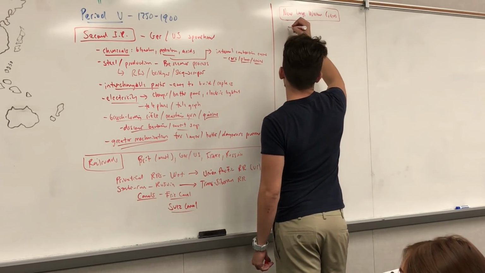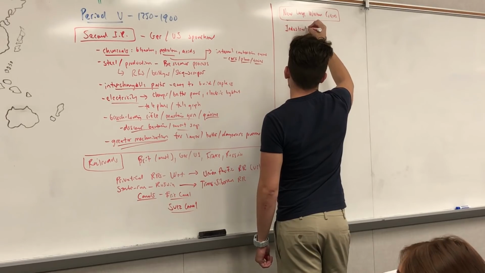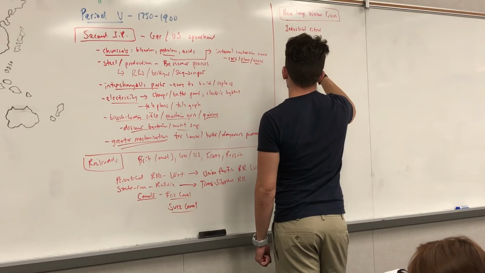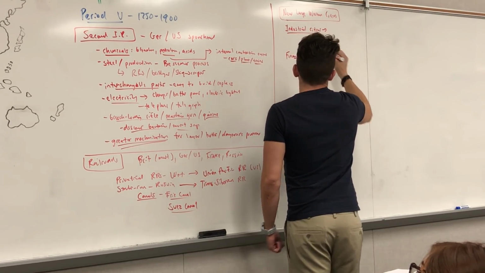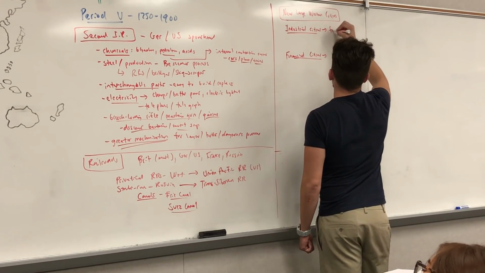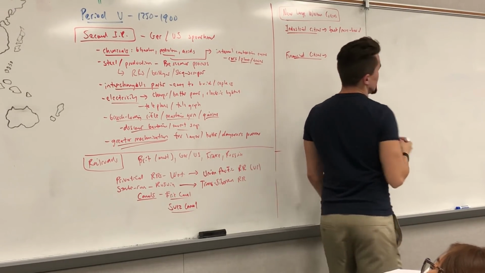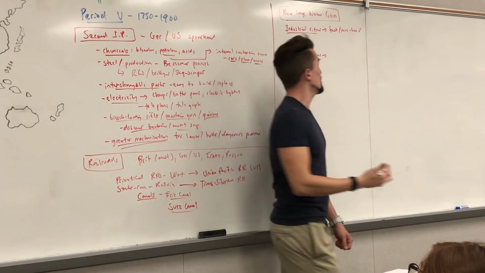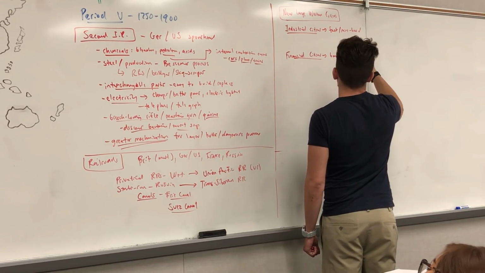All right, so I got two types of cities: industrial and financial. Industrial cities are where I find my factories. I'm just there making stuff, so factory or mine-based. Financial cities are where I have things like banks and stock markets, which we'll talk about in a second. It's basically a money city, so I would say banking and investment.